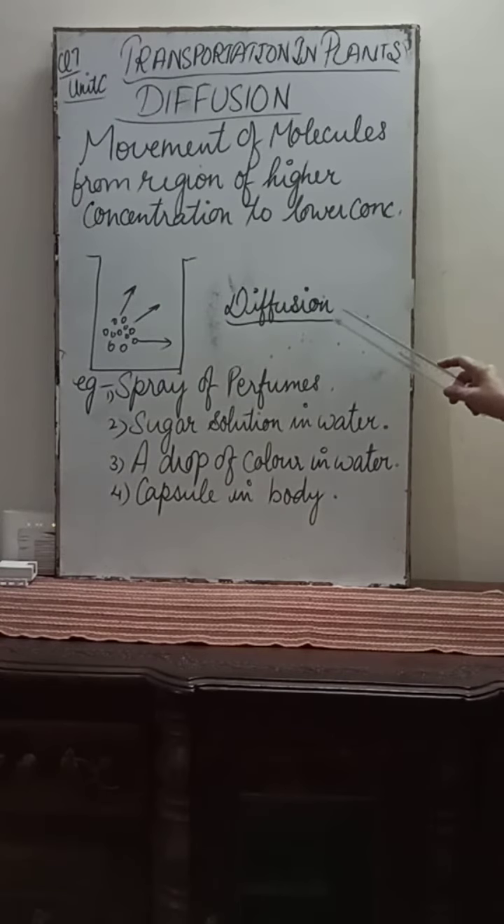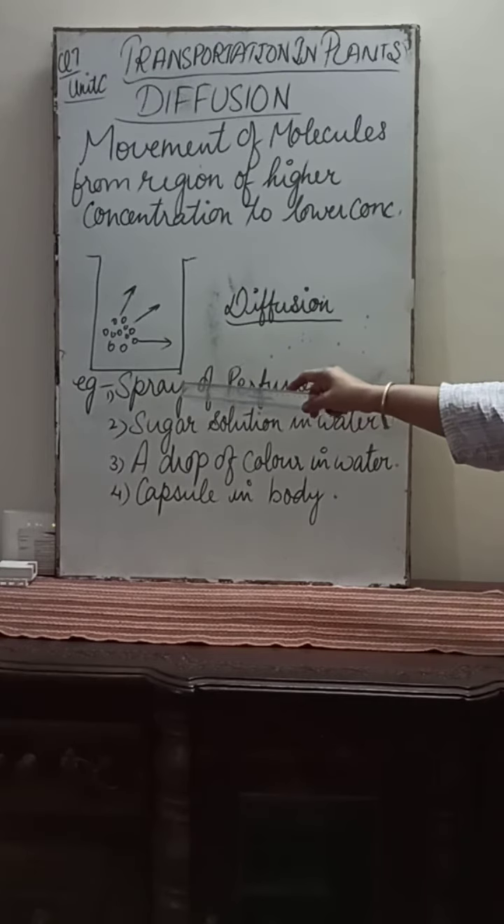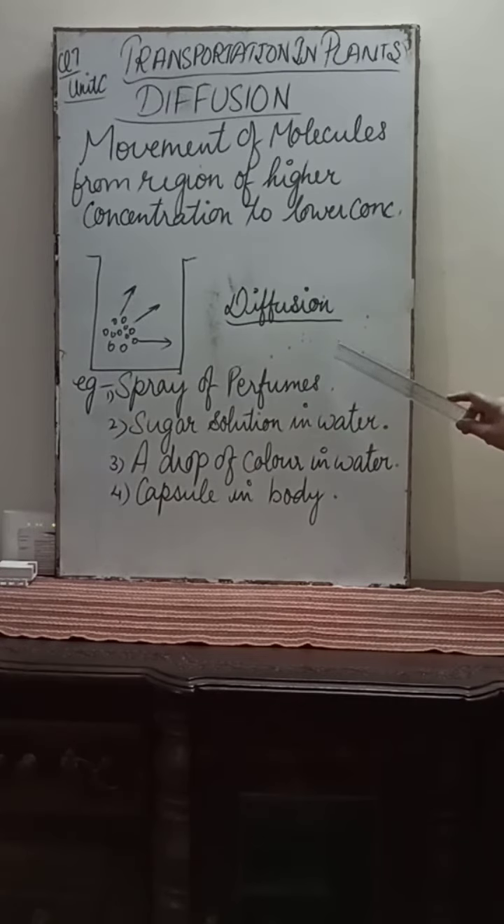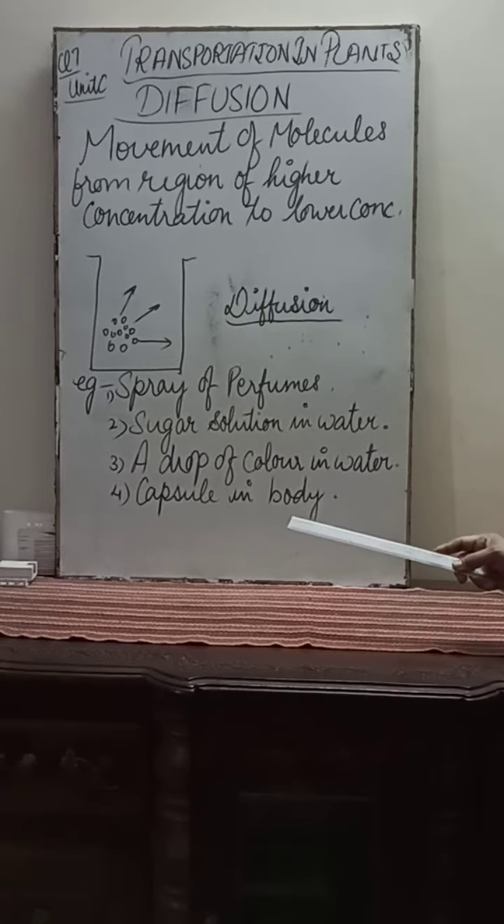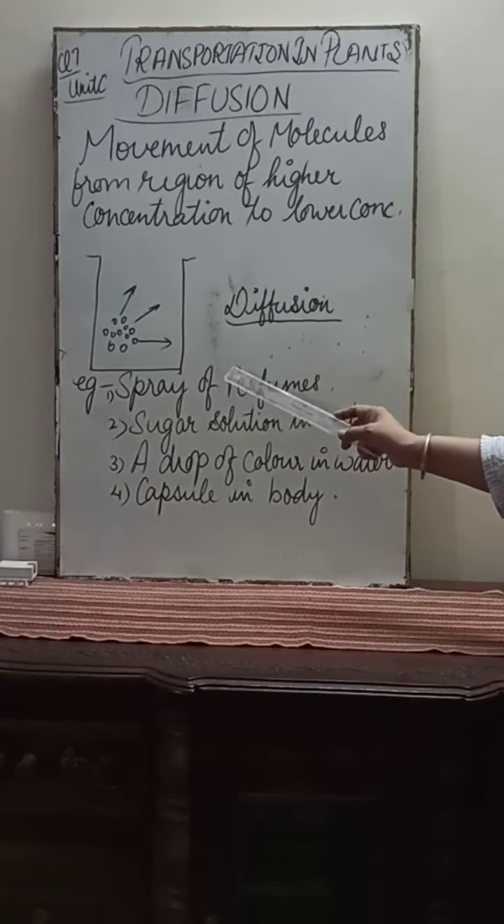Now we shall understand the process of diffusion with the help of a few examples. Now first is spraying of perfumes. You see students, while we are spraying perfume, after a few seconds we can smell a nice fragrance in the whole room wherever the perfume is sprayed. So that is the process of diffusion.